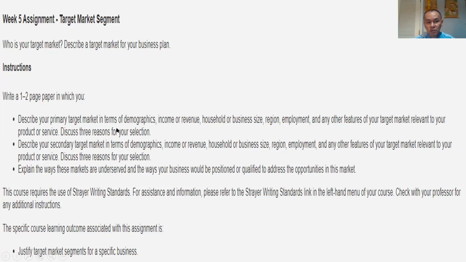The same thing goes for your secondary. So once you have exhausted the primary target, you need your secondary target because you need to make sure that your business is ongoing. Otherwise, you have to have a contingency plan where you have to exit the business. So it is important that you discuss both primary and secondary target. And our learning outcome for this paper focuses on justifying the target segments for a specific business.